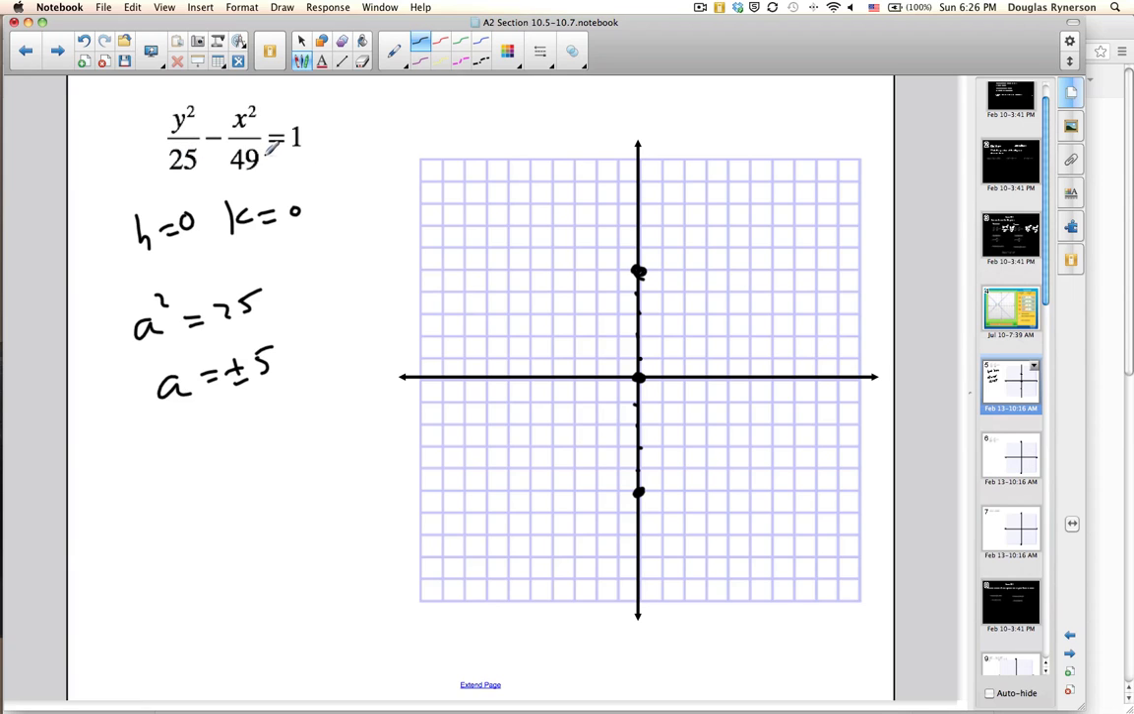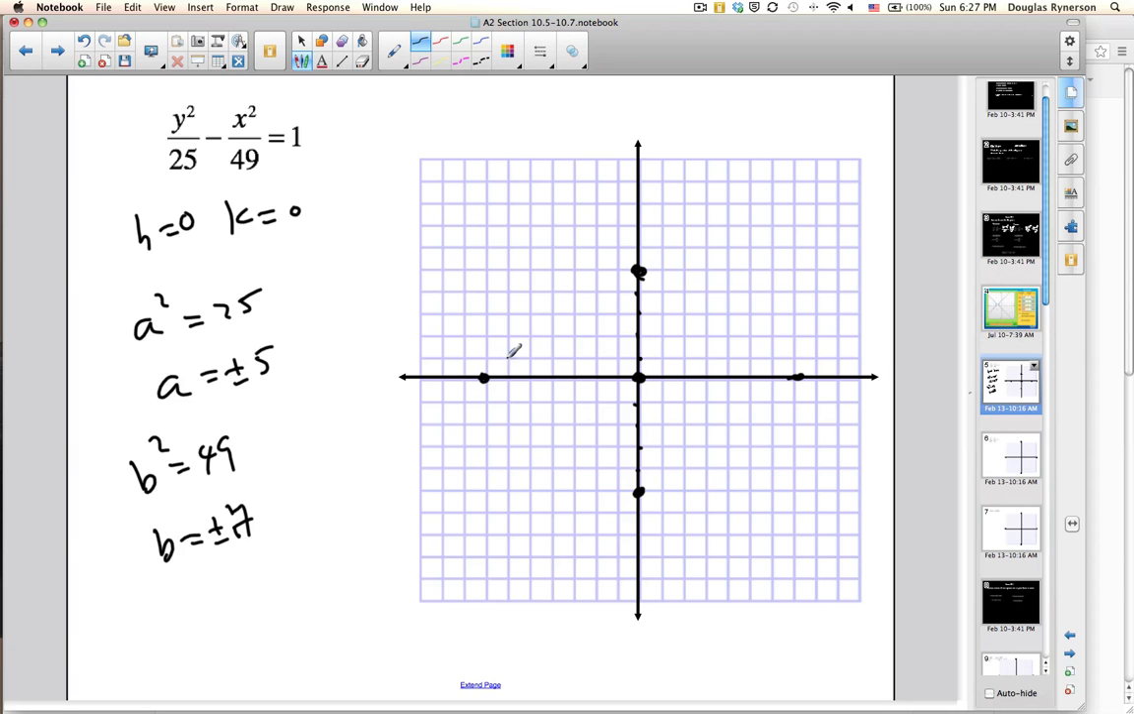When we look at the b value, b squared is equal to 49, so b will be equal to plus or minus 7. Right, and I'm going to move 7 right and left because it's under x. 1, 2, 3, 4, 5, 6, 7, and 1, 2, 3, 4, 5, 6, 7.